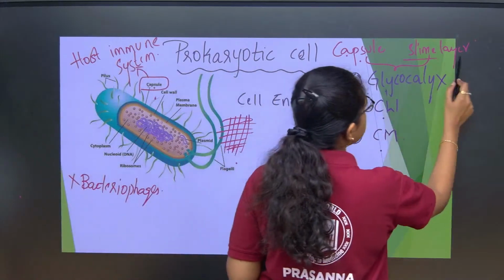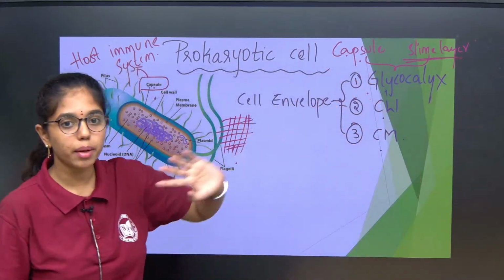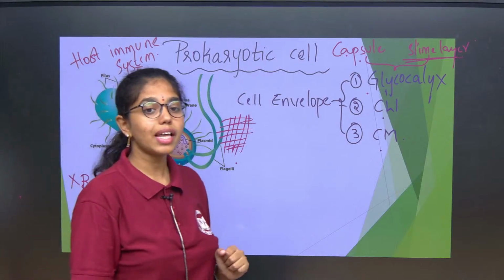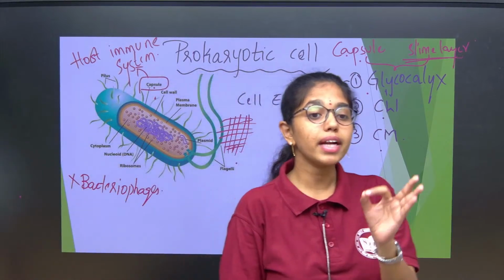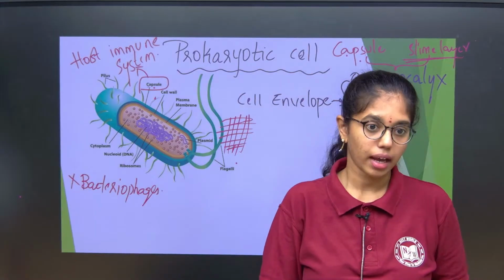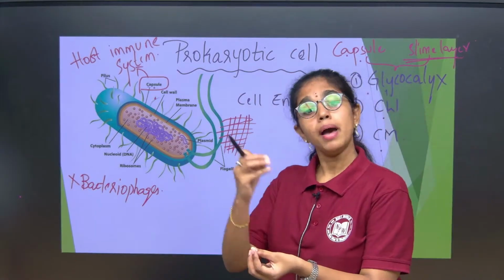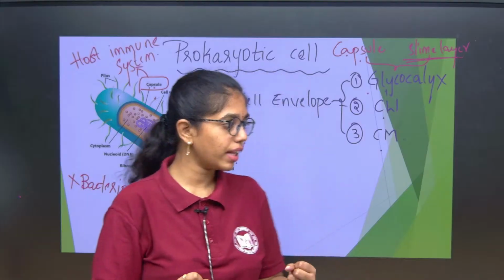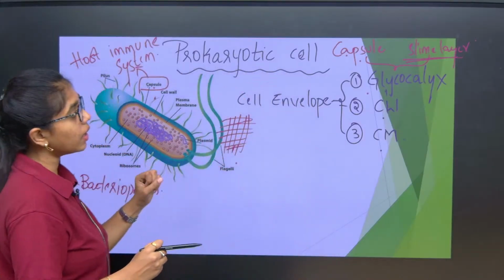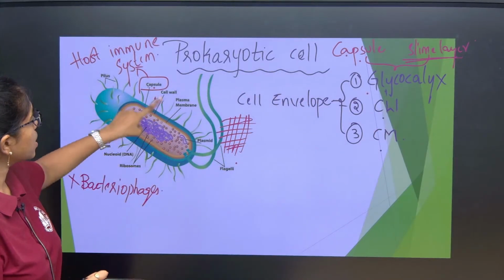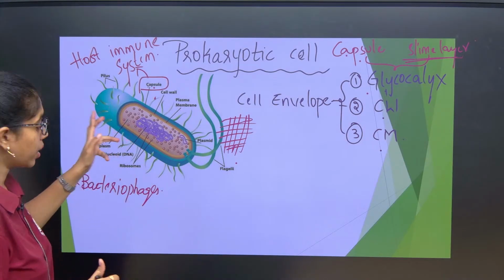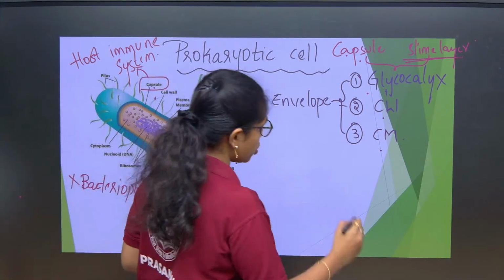If capsule is not present, and the outer layer is made up of slime layer, then how is it helpful to bacteria? It will prevent the dehydration of bacteria. For example, when bacteria are in some halophilic or thermoacidophilic condition, during those conditions this will be prevented, fine. It will prevent the dehydration of bacteria.